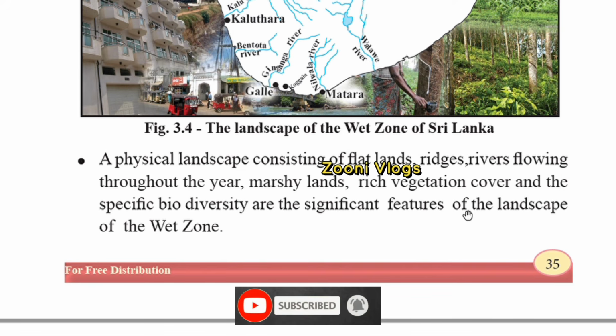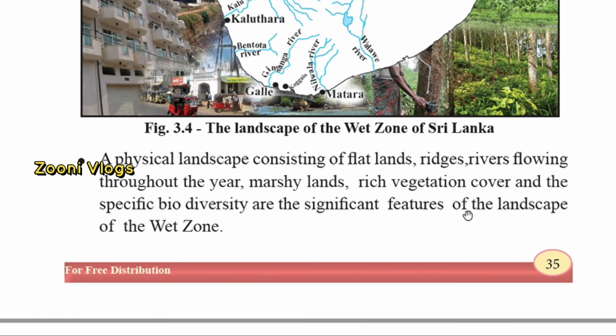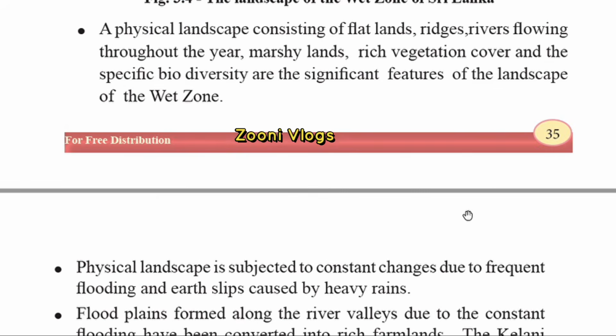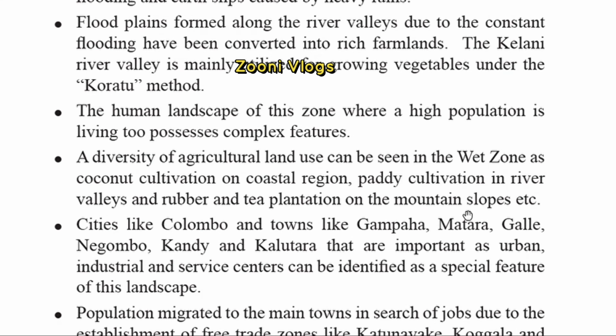We can see here flatlands, ridges, rivers flowing throughout the year, marshy lands also, and rich vegetation cover. So these are the specific diversity of the wet zone. Flooding can be seen throughout the year, especially in the Kelani Valley River area. Finally, the flooding has been converted into rich farmlands. Most people living in the Kelani Valley River area use the Koratu method.